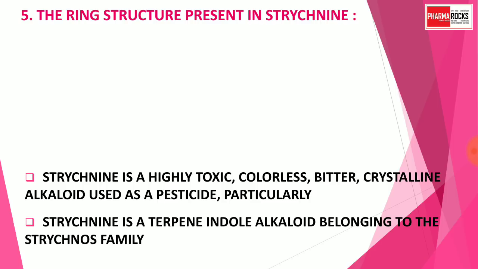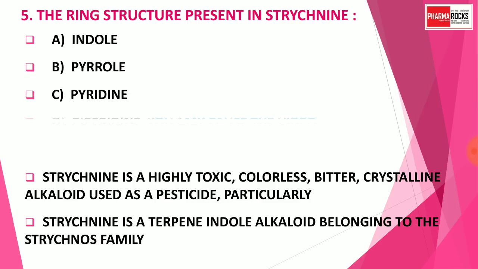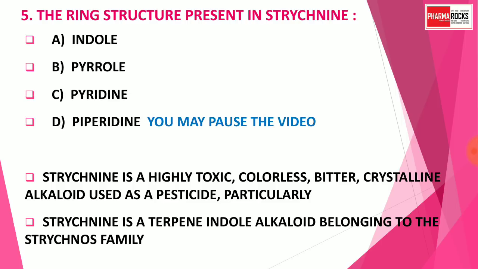The ring structure present in strychnine is, the options are option A indole, option B pyrrole, option C pyridine, and option D piperidine. You may pause the video, and the correct answer is option A, indole. So strychnine is a highly toxic, colorless, bitter crystalline alkaloid used as a pesticide, and particularly strychnine is a terpene indole alkaloid belonging to the Strychnos family. So the right answer for this question is strychnine. It is an indole alkaloid.